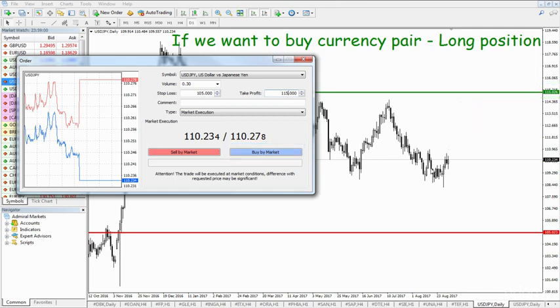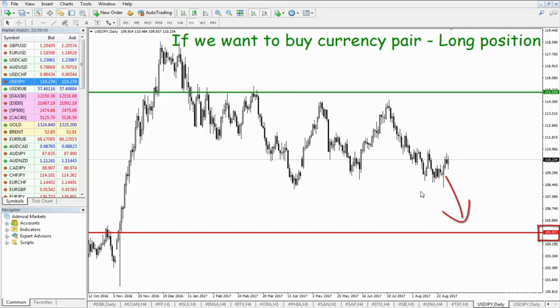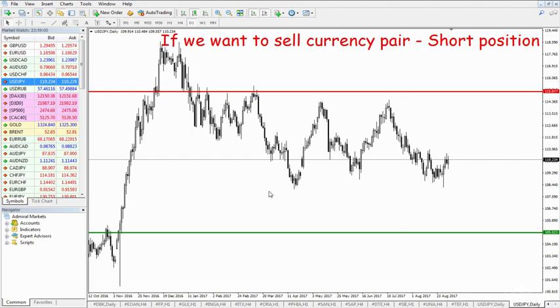If the price starts to fall and reaches the stop loss level of 105, the position will be automatically closed and we will finish the trade with a loss. On the opposite side, if the price starts to rise and reaches the take profit level of 150, the position will be automatically closed with a profit. Okay, this was the case for a long position, and now we will do the case for the short position with the stop loss and take profit orders. The principle is the same.